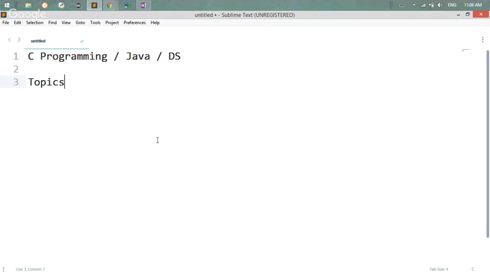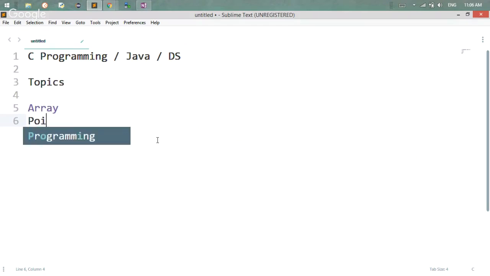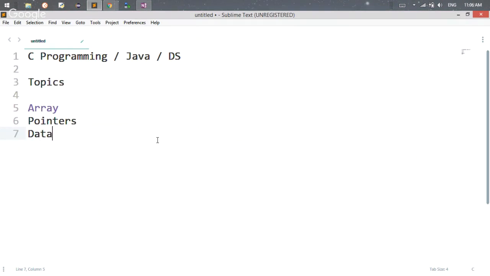The topics that will be tested will basically be from arrays, pointers, data types, loops, and then operators. That's it. If you look at this, it is all very basic when it comes to C programming or Java. This is what they will be targeting in order to test a few concepts in C programming.